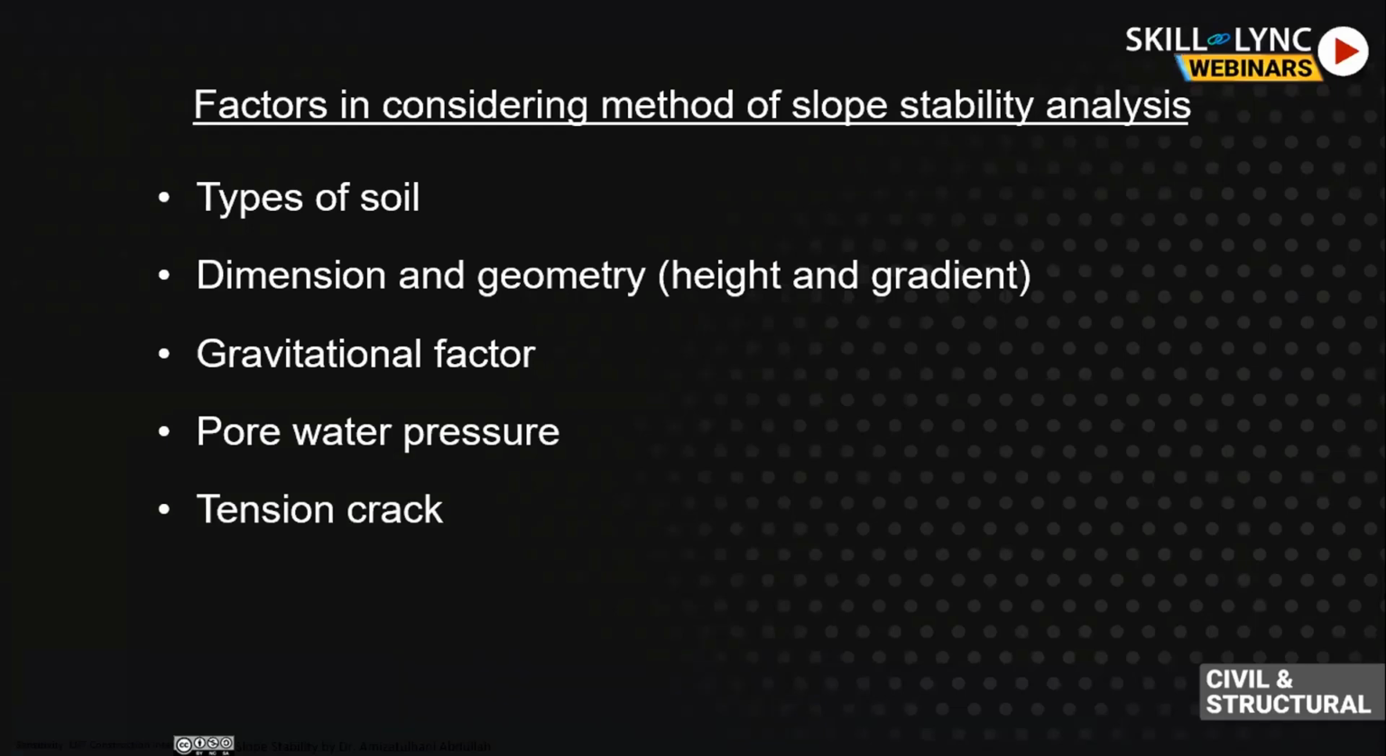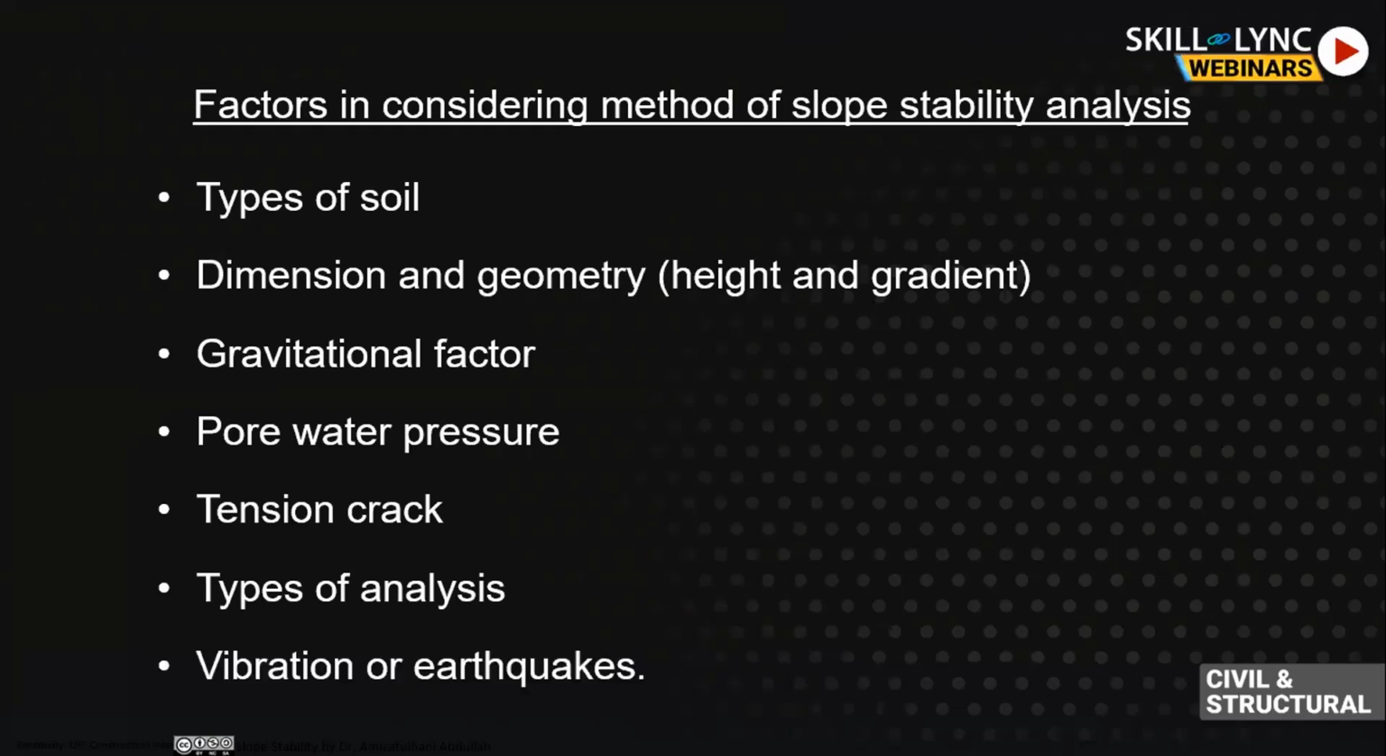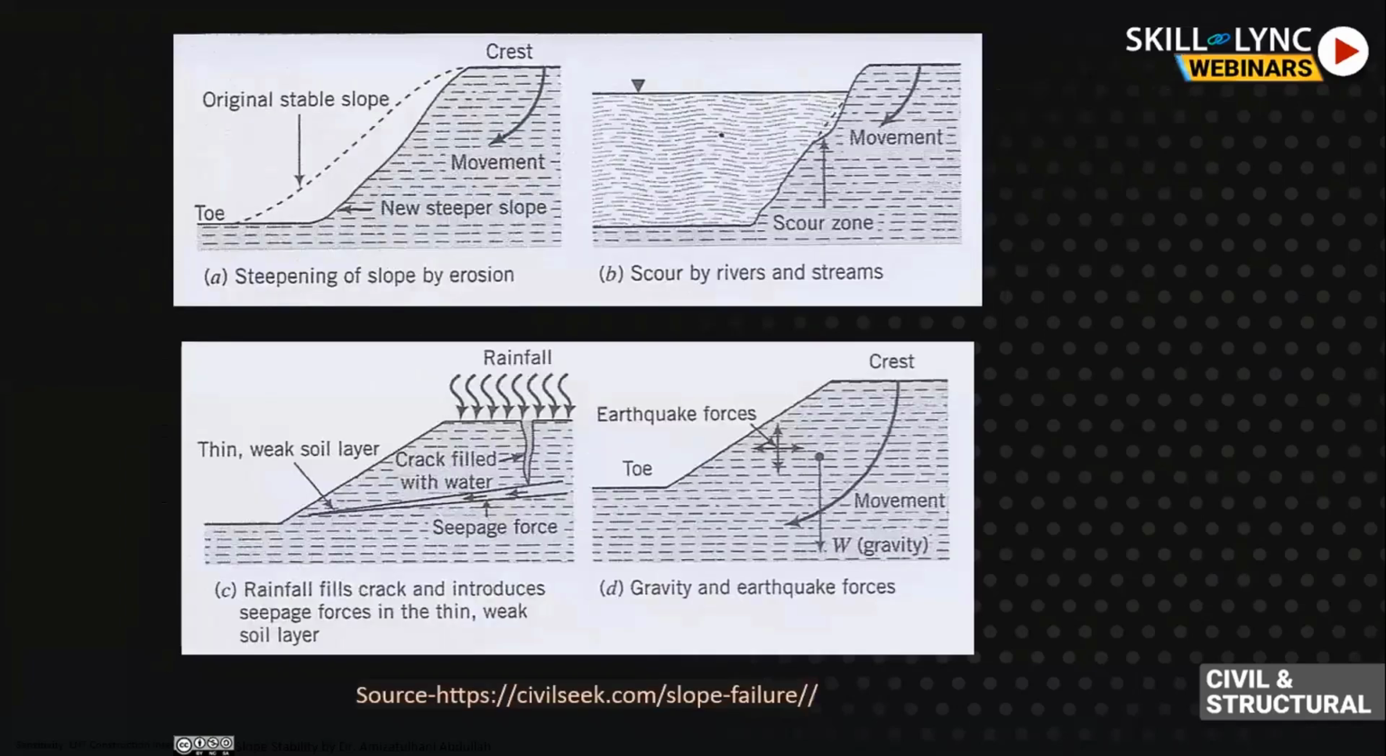Tension crack is a crack which will generally develop due to the tensions within the soil material at the surface. This is also to be studied, along with the various types of analysis. All these things need to be studied and detailed before selecting the method of slope stability analysis, and also vibration or earthquake. So let us go through various scenarios of this shear strength reduction and shear stress enhancement.